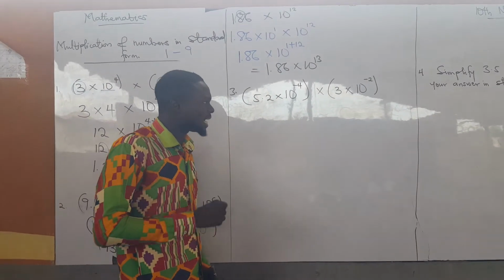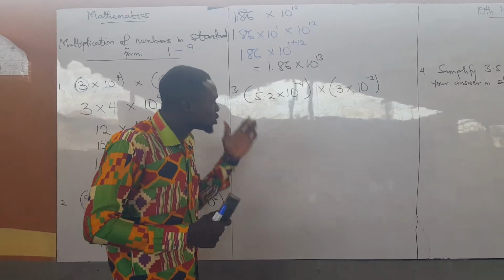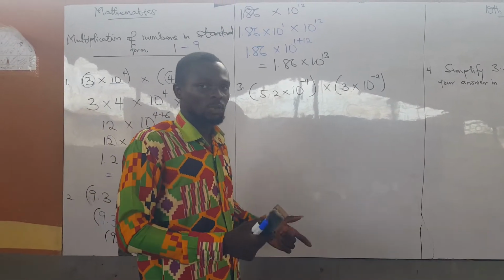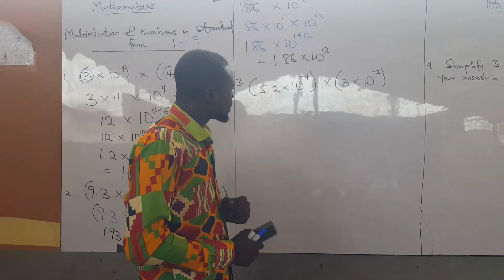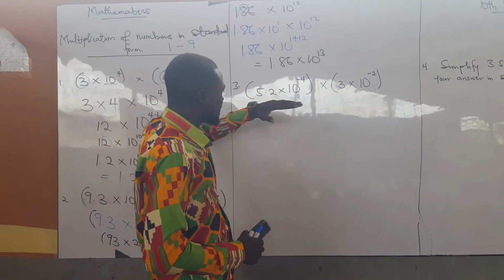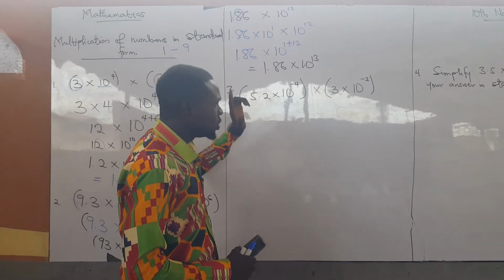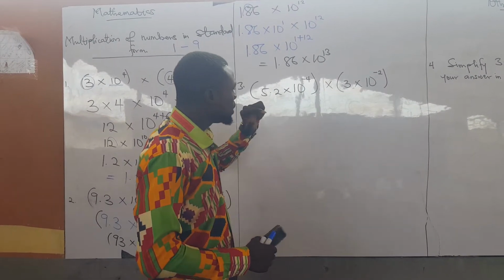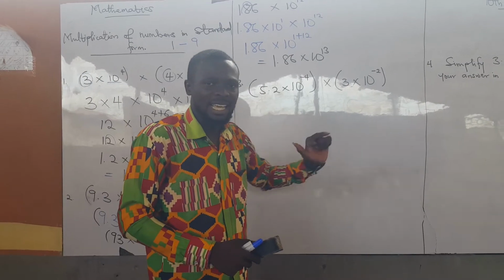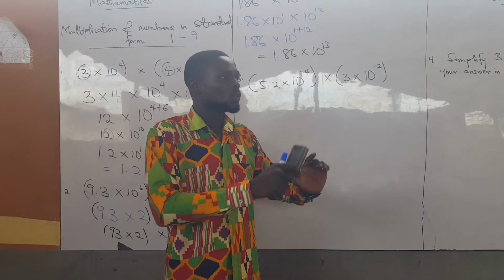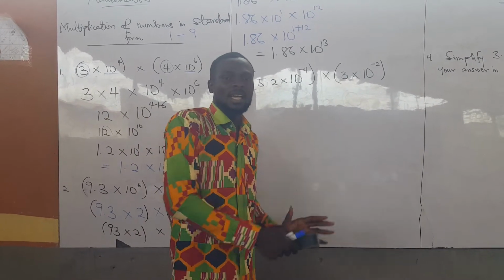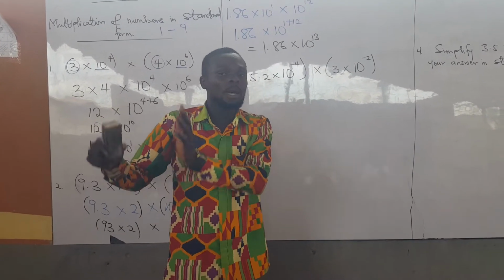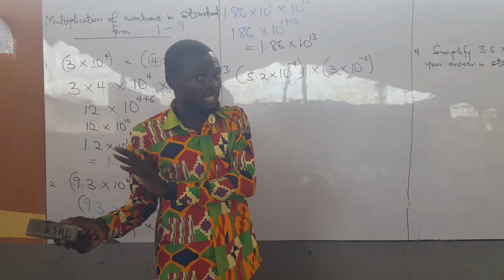Let us look at the third one also. It is also multiplication. Just as I said, we are looking at multiplication. Then the next one will be on division. Now with this one, this is a standard number. You are coming to multiply it with another standard number. And because we are multiplying, we group the numbers at one side, and we group the powers of numbers also at the other side.